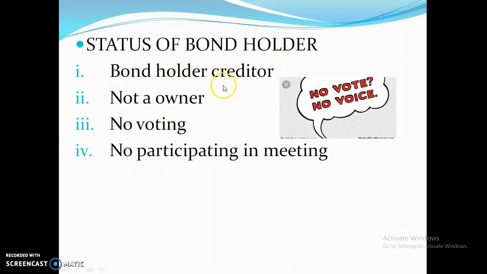Now what is the status of the bondholder? See, a bondholder is a creditor because it is a loan. They are not the owner of the company. They have no voting rights, no vote. No voice means they cannot speak in the meeting. No participation means they cannot come and sit in the meeting and discuss. So just to repeat, a bondholder is the creditor of the company. They are not the owner of the company. No voting right is given. They cannot speak, discuss or attend the meeting. So here you can see, no vote, no voice.